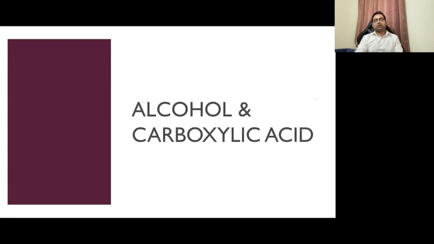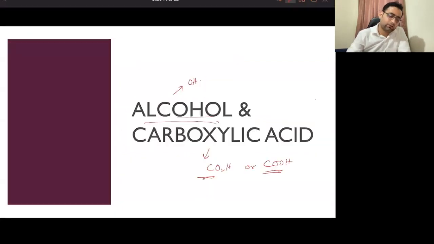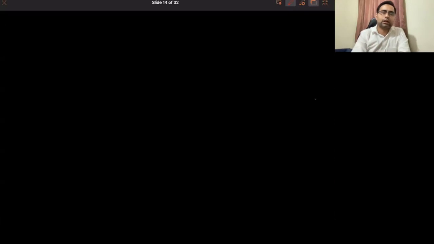Now let's move towards alcohol and carboxylic acid. Alcohol has the OH functional group, and carboxylic acid has the CO2H, or you can write COOH, functional group. So now the properties of alcohol and carboxylic acid. Very first thing is combustion of alcohol.